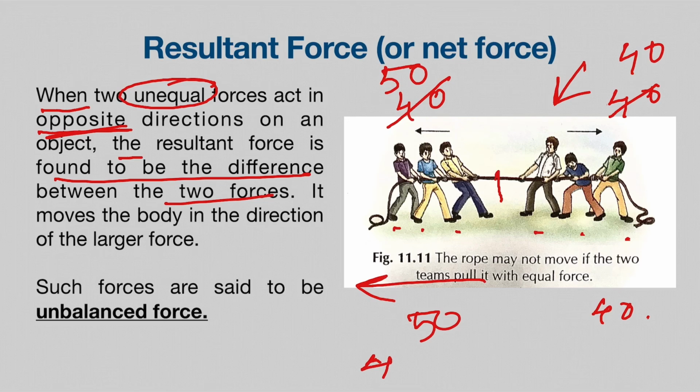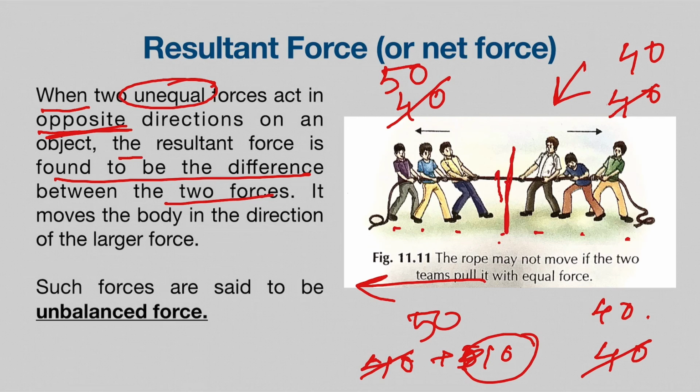We can write 50 like this, right? Not 5 here, 10. 40 plus 10 is of course 50. Here we will write 40. Now 40 and 40 will cancel each other out. The remaining is 10. So that remaining 10 is the resultant force that is making this rope change its position. Suppose it was at this point, it will move this side. It will go this way. It moves the body in the direction of the larger force.